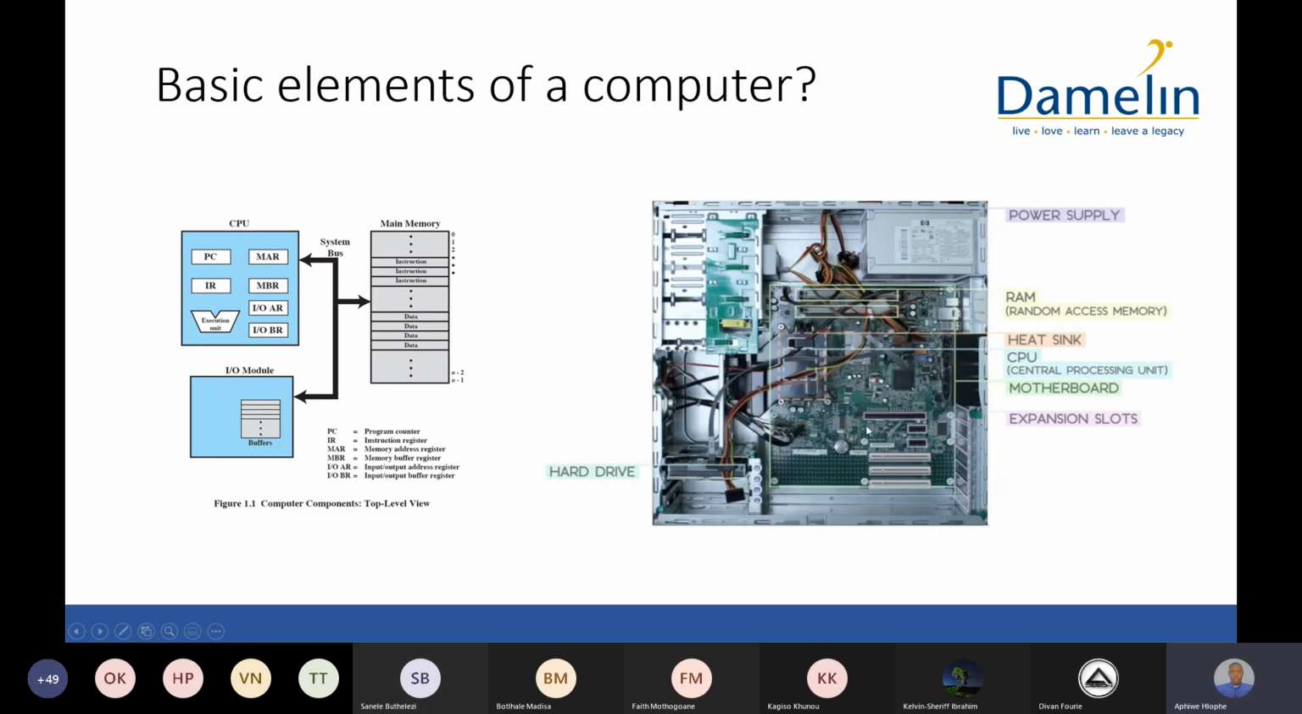We also have our expansion slot, our actual motherboard, which houses all of these components, and our power supply. You can have all of these. This is a very basic computer. You can even have a hard drive, but if you don't have the CPU there, and you don't have any RAM, you can't call it a computer at all. That's why we say it's the basic element.